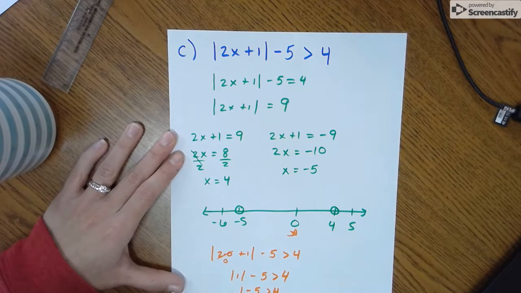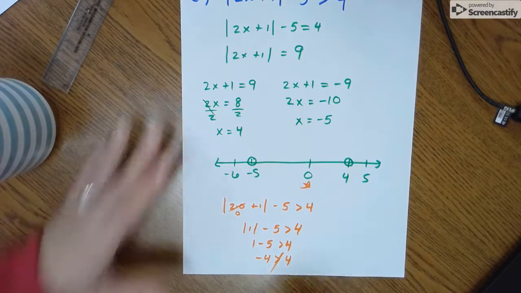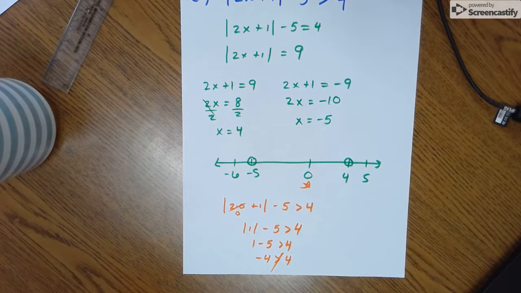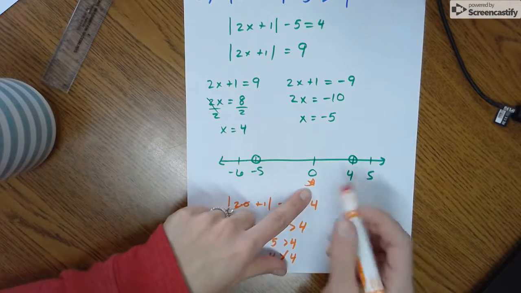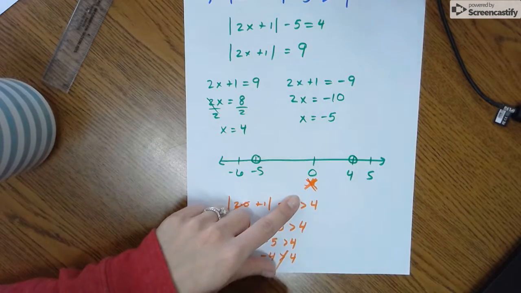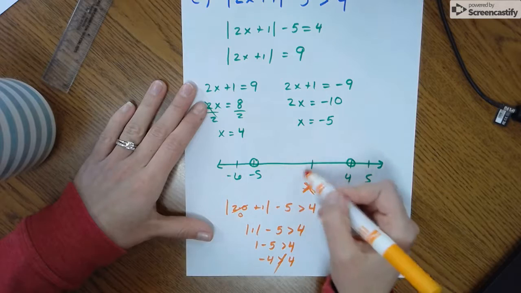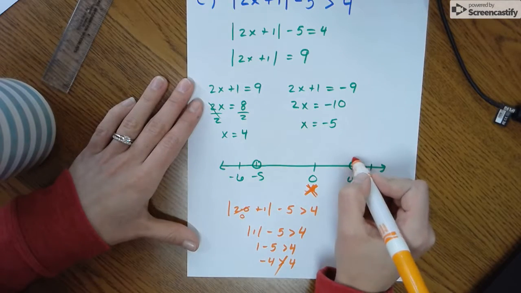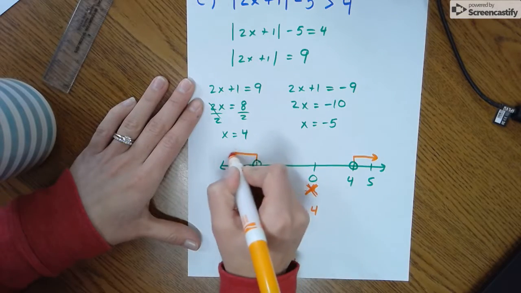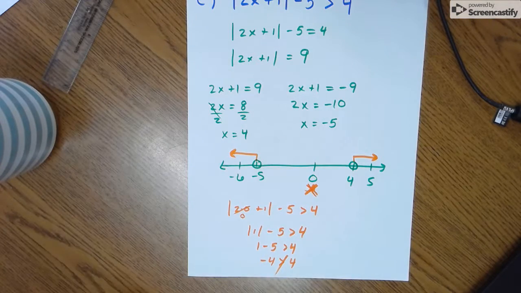-4 is not greater than 4. Oops, there you go. -4 is not greater than 4. So this is an untrue statement. So this point did not work, okay? Which means nothing in between these two boundary points will be a solution. So my solutions must be on the outsides.